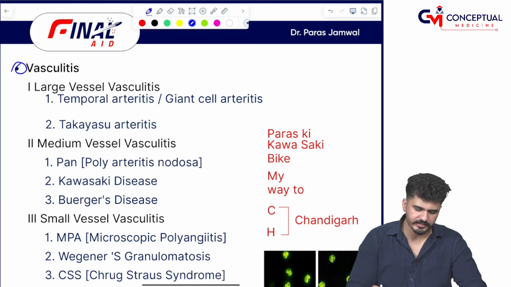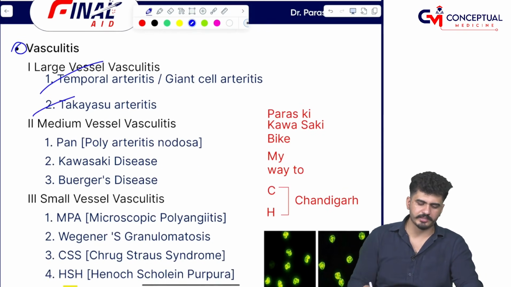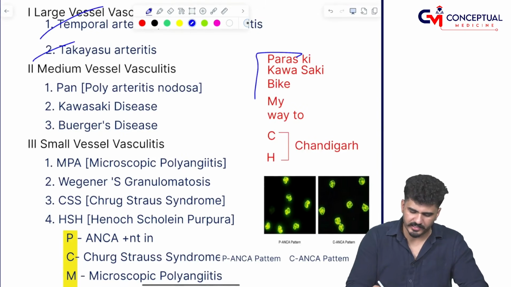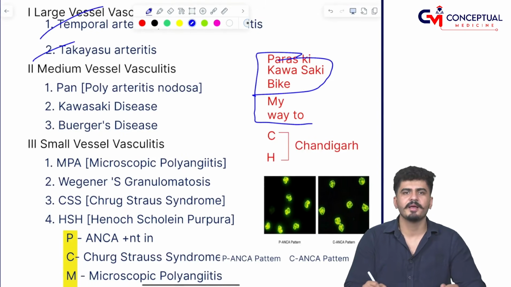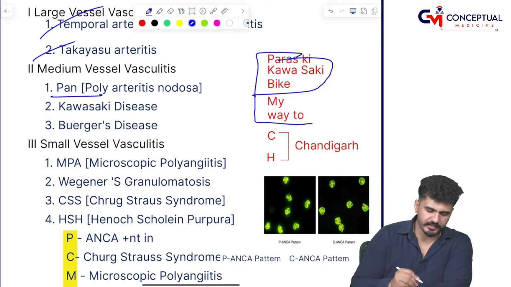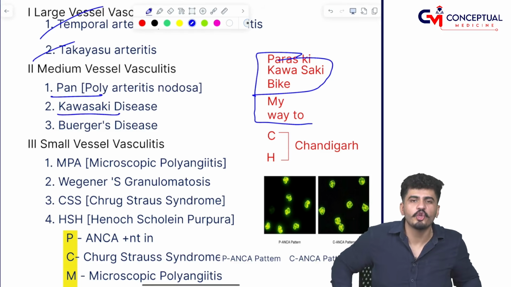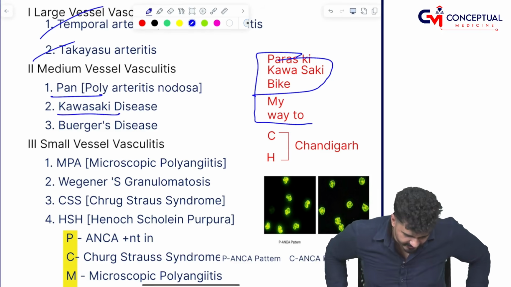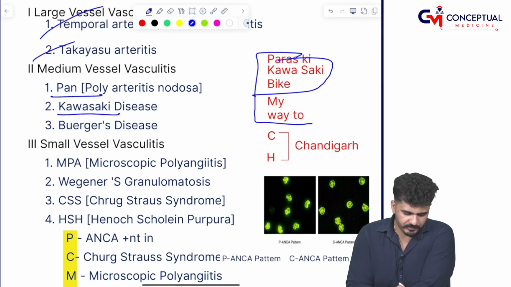So my dear friends, large vessel vasculitis includes temporal arteritis and Takayasu. Medium vessel is P for polyarteritis nodosa, Kawasaki disease, and B for Buerger disease.